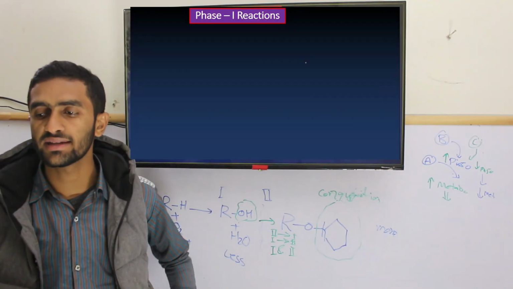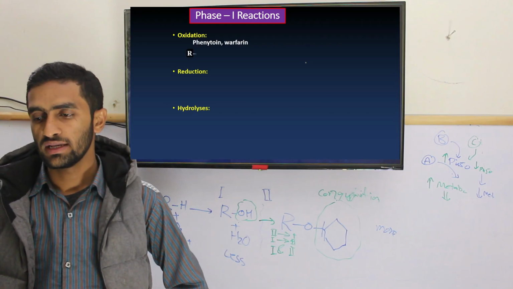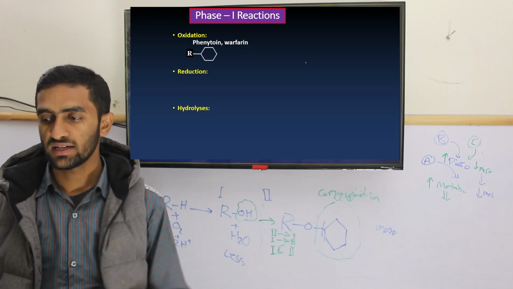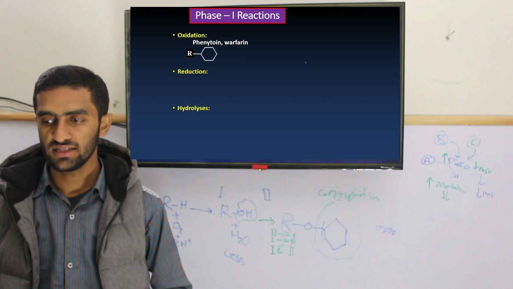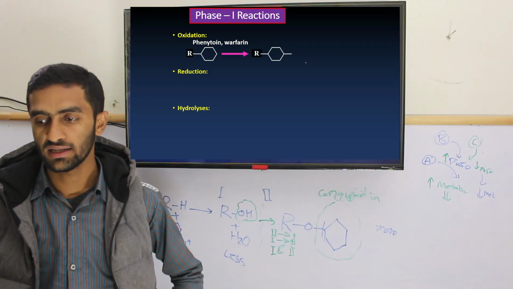So reduction for this, for example, RNO2 is converted by the addition of hydrogen. What is happening? They are converted into the RNH2 form. So this is reduction. Okay, so you can see hydrogen is coming in right here.